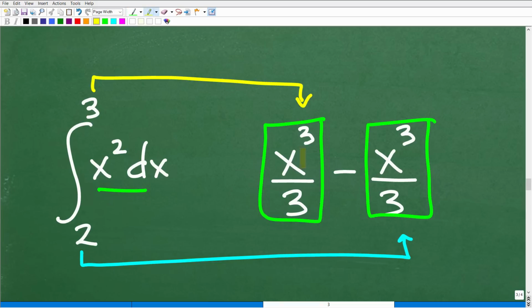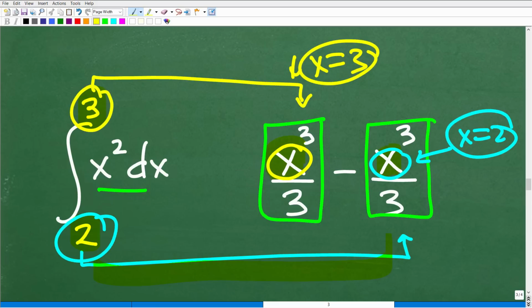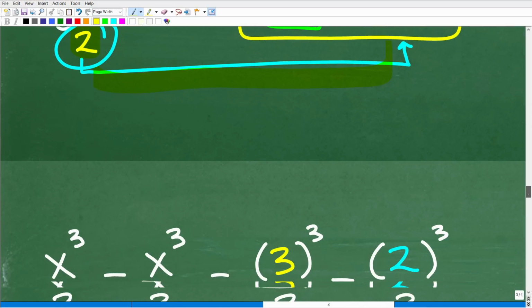This x right here represents a number, and this represents a number. What we're going to do is plug in 3, this top number right in here, and then plug in the bottom number over here. We're going to replace these x's with these respective values. So right here we plug in a 3 for x, and right over here we plug in a 2 for x. So 2 comes from this 2, and 3 comes from this 3 right here. This is our upper bound and our lower bound. So we're going to plug in these respective values and do the number crunching, and then we will be done.